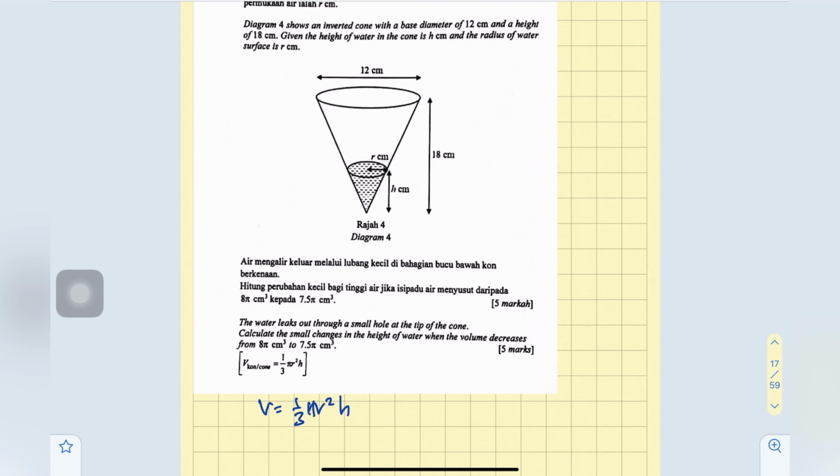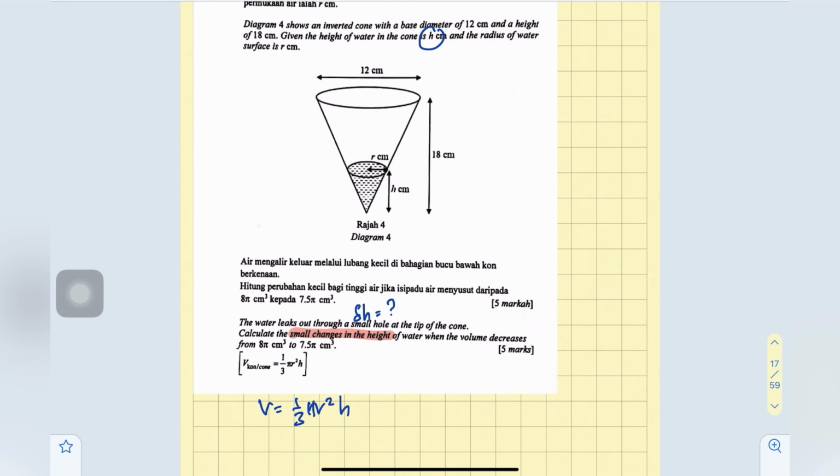Okay, so now yang daripada ayat ni, dia suruh cari small changes in height. Okay, small changes. So, small changes kita tahulah. Kita belajar small changes in topics of differentiation. Small changes is delta. Okay, so kalau small changes in height, height tadi is H, right? Okay, so delta H.